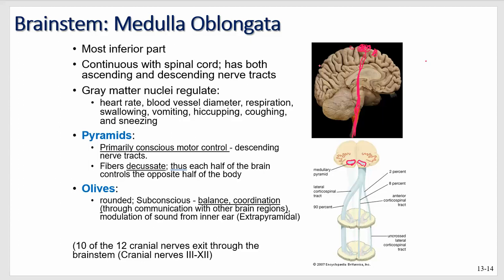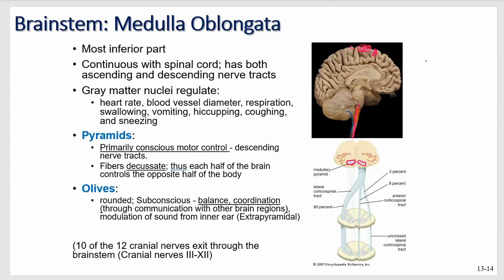You have another area here. This is called the olive, but we're just going to think of it as being extrapyramidal, outside that pyramidal system. I know this is a really small picture, but if we have the pyramidal tracts here, then we may have something coming from the cerebellum here.